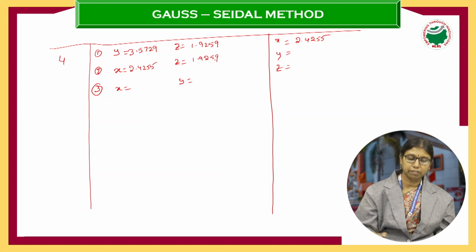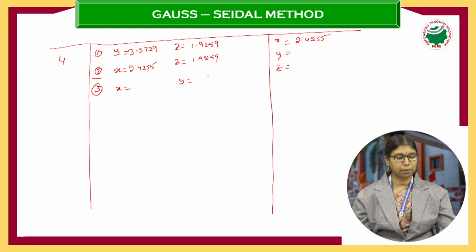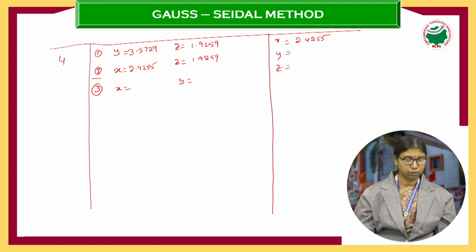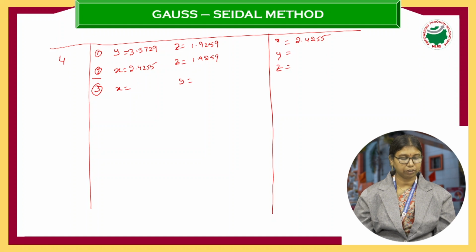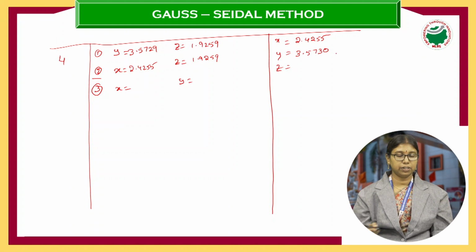Now we need the second equation. In the second equation, you have to take x and z values. So press the upper arrow 2 times on your calci, then you will get the second equation. Then press the calc button. It asks for x value, which is 2.4255, and next z value is 1.9259. Then you got y value as 3.5730.